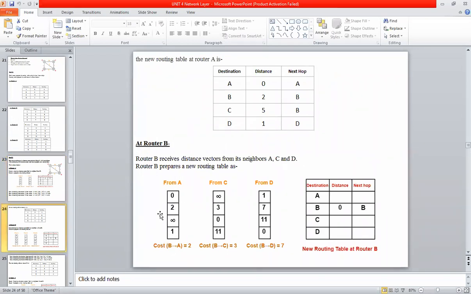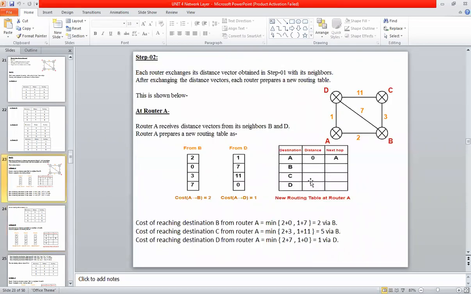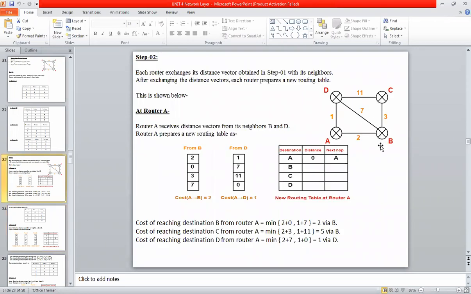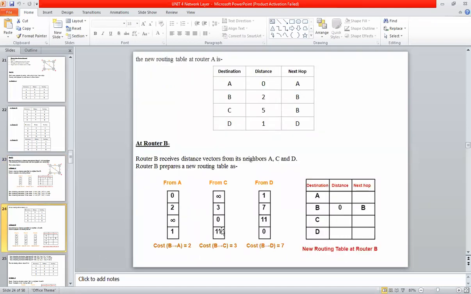And for C, similarly. C to A, there is no direct link, so that will be infinity. C to B, the weight mentioned is 3. Similarly, C to C is 0, and C to D is 11. Got it?